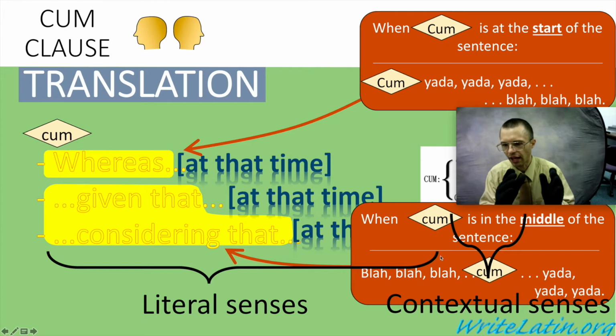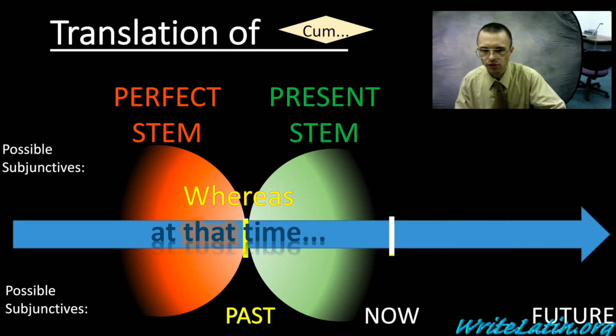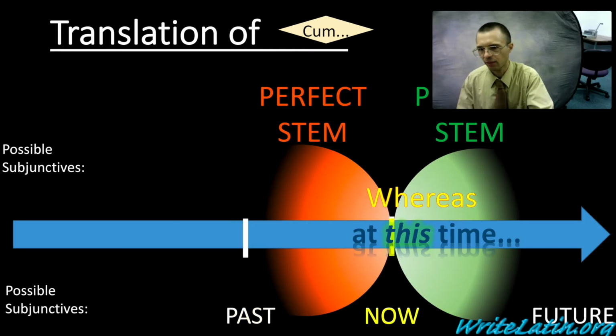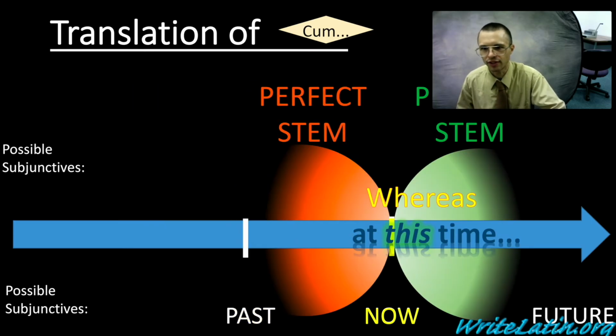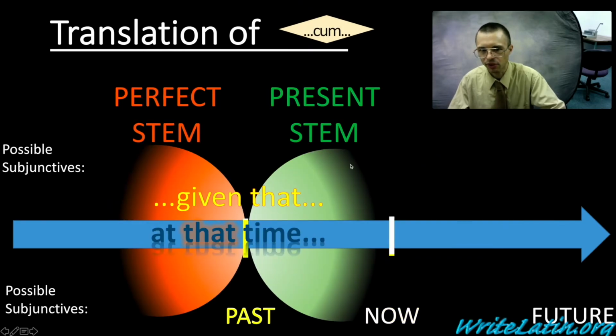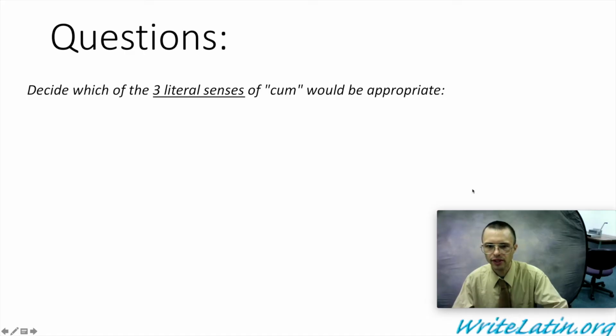So cum and its cum clause can be in either half of the sentence. And depending where it is, it'll be smoother for you if you use the correct version of whereas. So depending where the main verb is, the cum clause can mean whereas at this time or whereas at that time. That's just a minor alteration. If you didn't even remember this, it wouldn't matter. Who cares? Okay, and then if it's in the middle of the sentence, we'd have given at this time, given at that time. So I'd like you to try these now.